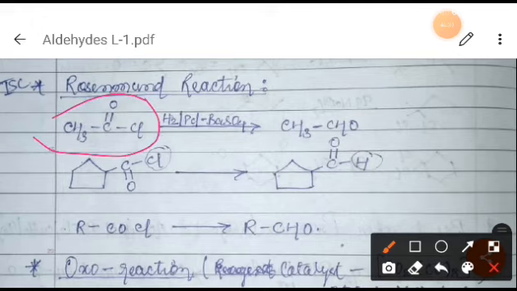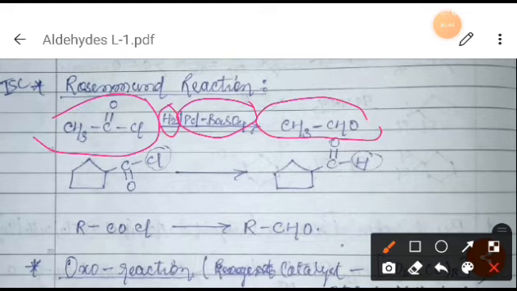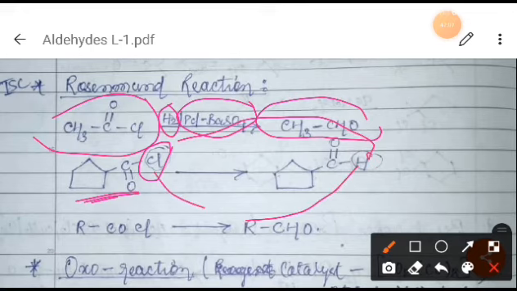So in presence of H2, in presence of Pd, BaSO4 and H2, it will give what? Aldehyde, as you can see here, right? What is happening here? Always remember that. If you're taking the example of this, you will see in place of Cl, hydrogen is coming, right? In this reaction, everything is the same as it is, but in place of Cl, hydrogen has come.